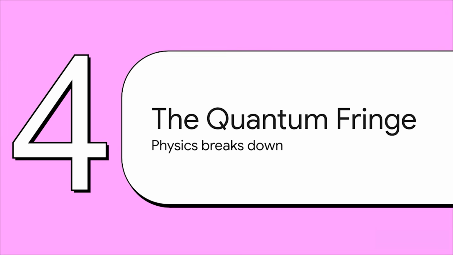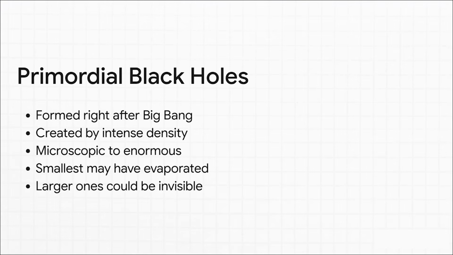Which brings us nicely to part 4, the quantum fringe. This is where classical physics basically shatters. First up on the fringes are primordial black holes. These guys offer a totally different origin story. If they exist, they weren't born from dying stars at all.